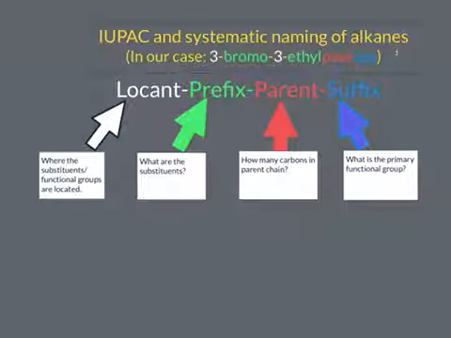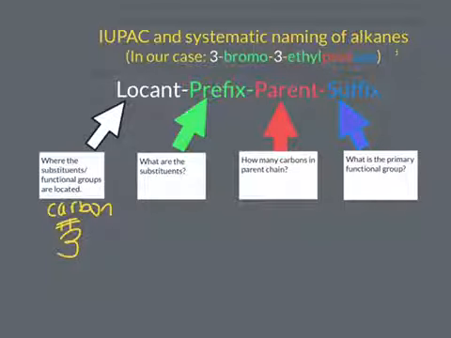Keeping in mind what we've learned about IUPAC naming of alkanes, I've gone ahead and color-coded our molecule's name with the locant, prefix, and parent suffix that we follow to do IUPAC naming. So looking at 3-bromo-3-ethylpentane, our locants are in white and they are 3. That tells us that the substituents are located on carbon number 3.